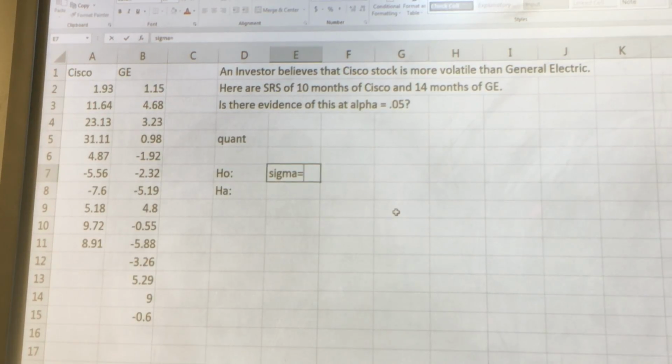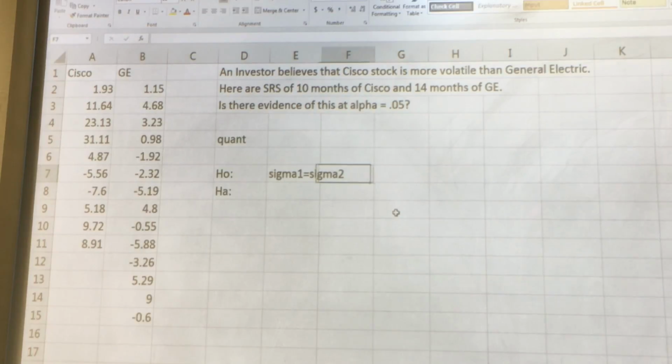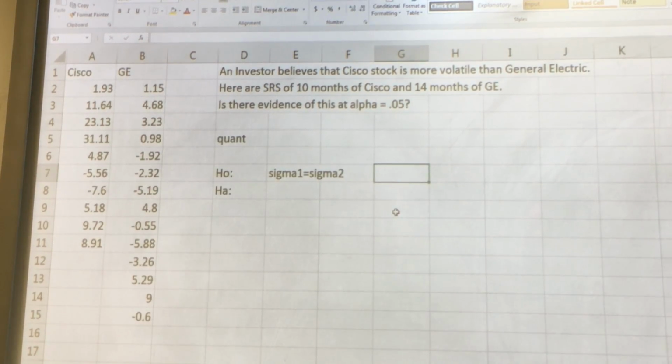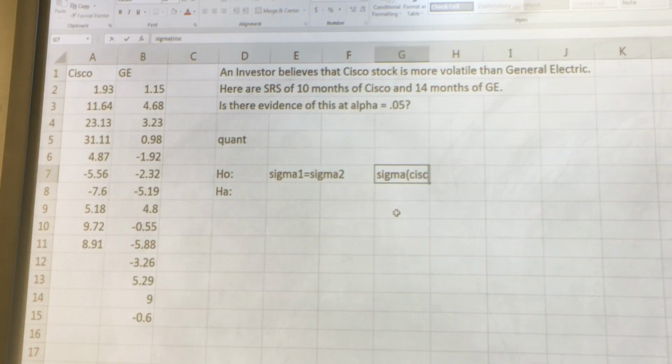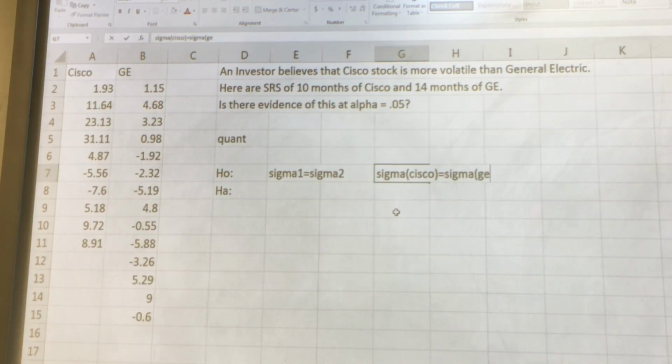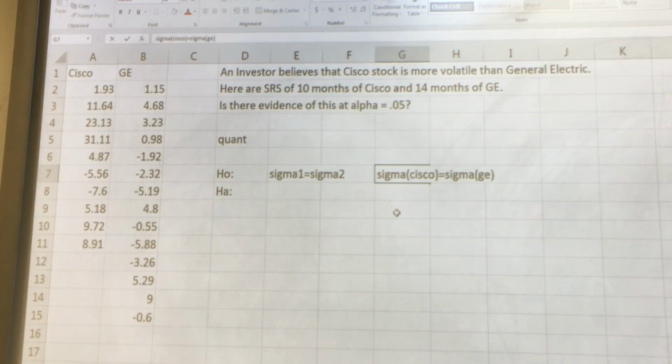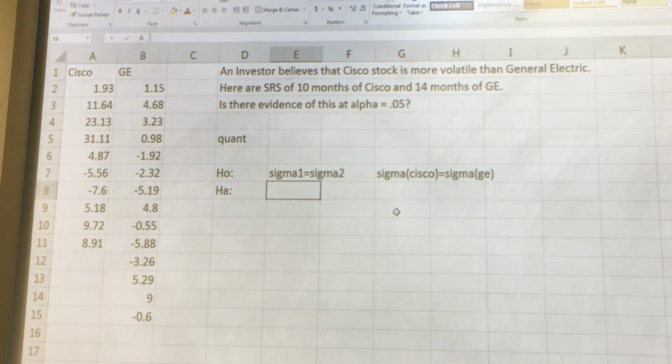Chris? Sigma 1 equals sigma 2, right? So that's perfectly fine. If I wanted to be very specific, I might say sigma of Cisco equals sigma of GE, just so that I'm more clear. But yeah, sigma 1, sigma 2, that's fine. I think this is probably a little bit more clear though. Okay, so what should the alternative be?